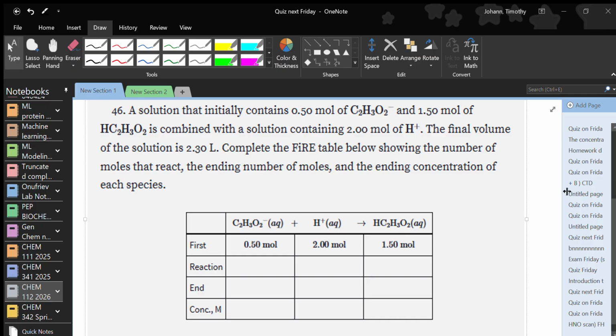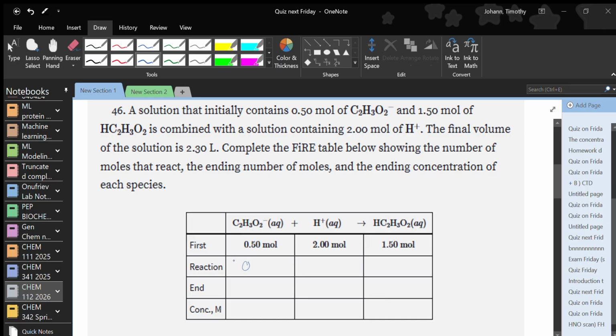So how would we fill out the rest of this table? Okay, so if I look at this, what I'm going to do is this is going to react as much as it can. I have 2 moles of my H plus, I have 0.5 moles of my conjugate base, so how much is going to react? 0.5, right? So you take for what can react, you take the smaller one. So this, we're going to end up with minus 0.50 moles, okay? And this right here, I'm going to subtract 0.5 moles, okay? What do I do on the other side? What happens here?